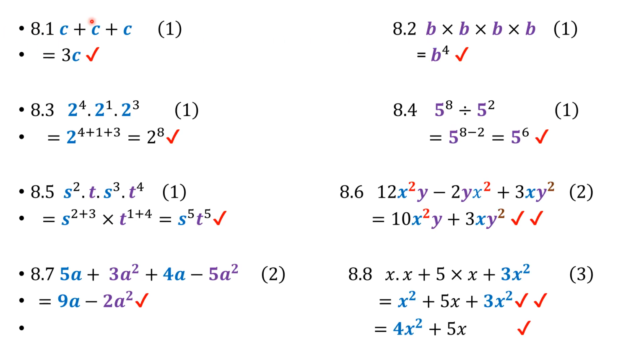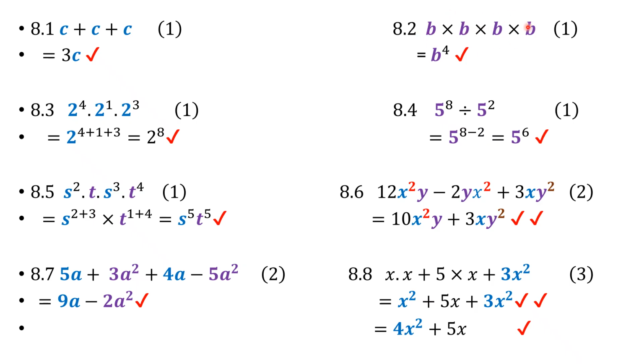8.1, C plus C plus C. One C plus another C plus another C gives me 3 C's. Remember the invisible 1, so I'm just adding, therefore 3C.